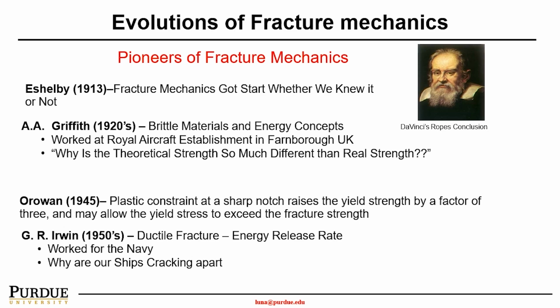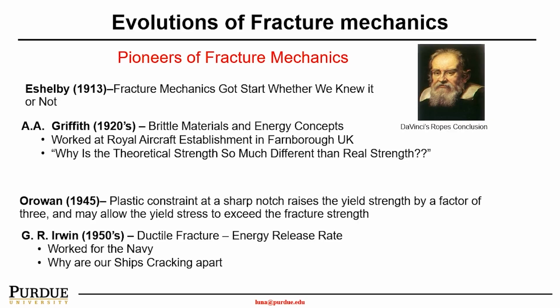So Griffiths completed his PhD thesis in 1910 in understanding the behavior of fracture materials. He mainly developed the brittle materials and energy concept. He was motivated by a contradictory phenomenon. Why is the theoretical strength so much different than the real strength? Generally the theoretical strength of the material is way higher than the real strength. So we'll discuss that in detail.